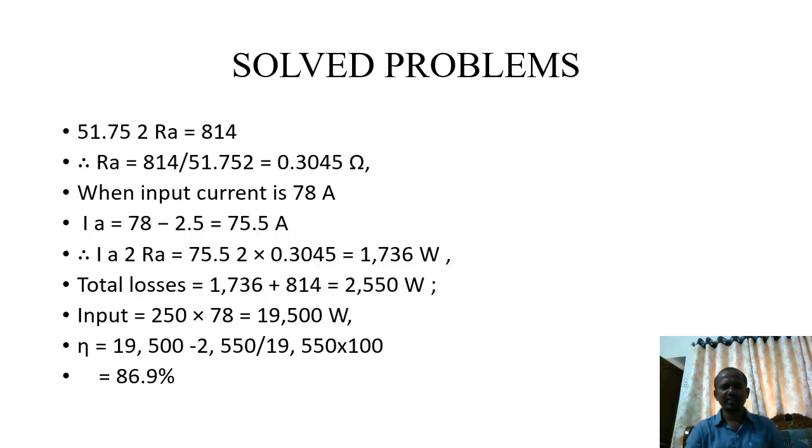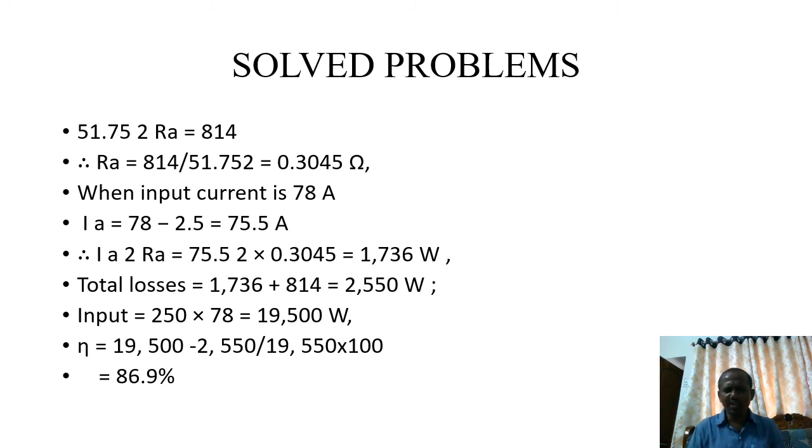Right, next. So IA square RA, IA is 51.75 square into RA, which is equal to 815 watts. Now you can calculate the armature resistance, which is 0.3045 ohms. When input current is 78 ampere from the mains, therefore IA is equal to IL minus ISH. So what is the IL line current? That is 78 ampere. 78 minus 2.5 is equal to 75.5 amperes.